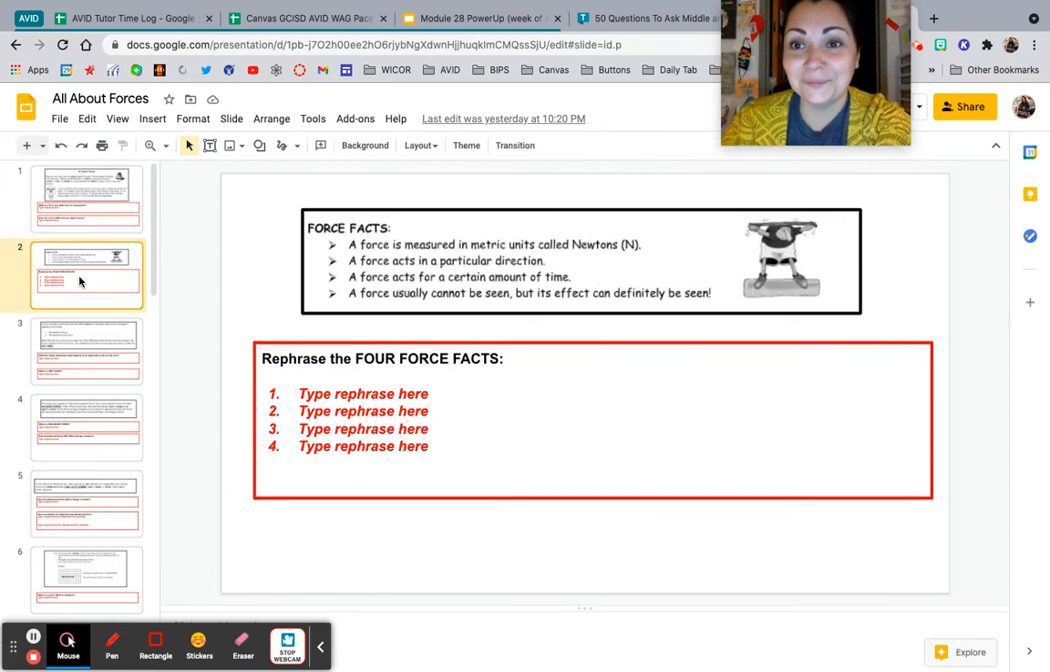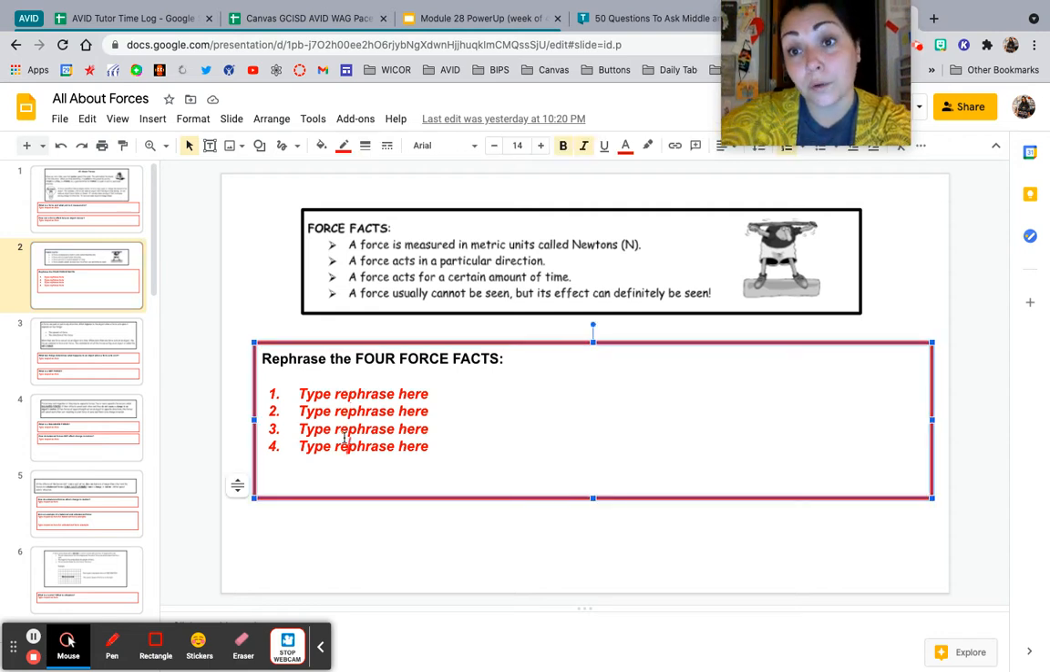Y'all have hiccups now. Then you're going to read these force facts and rephrase the four force facts. So, for example, a force is measured in a metric unit called newtons. You need to say that a different way, switch around the words, rephrase it, and type the first fact here. A force acts in a particular direction, rephrase that here. A force acts for a certain amount of time, rephrase that here. And a force usually cannot be seen, but its effects can definitely be seen. So you'll rephrase that there.